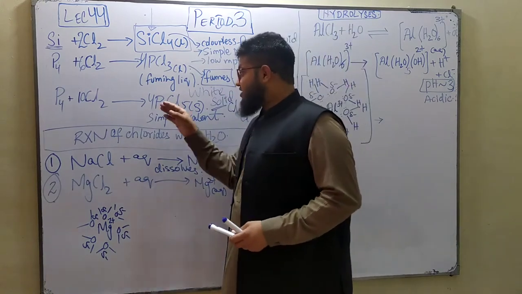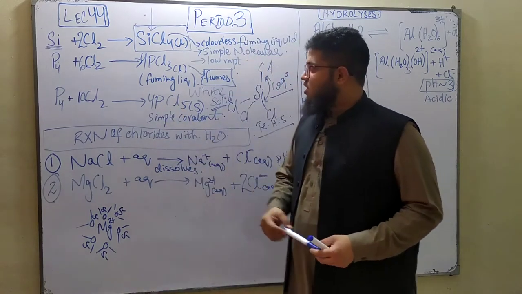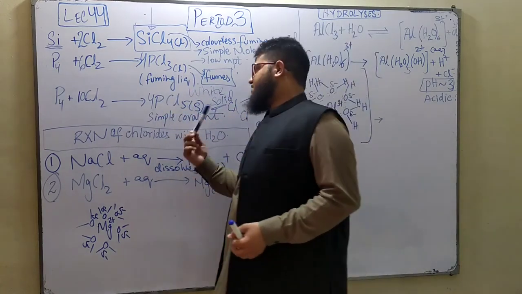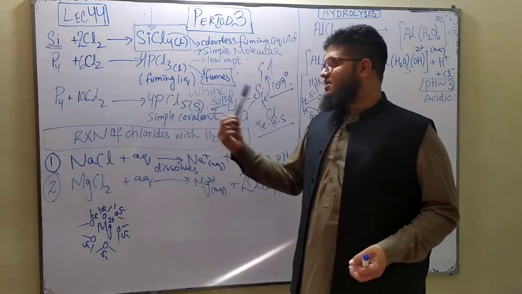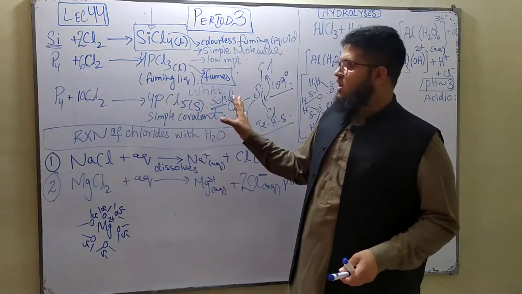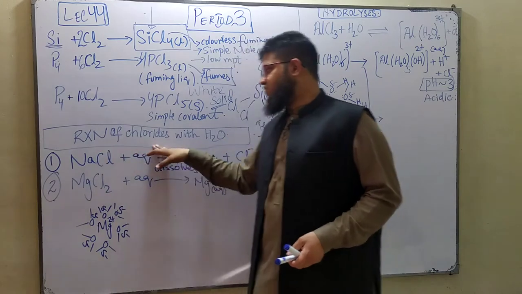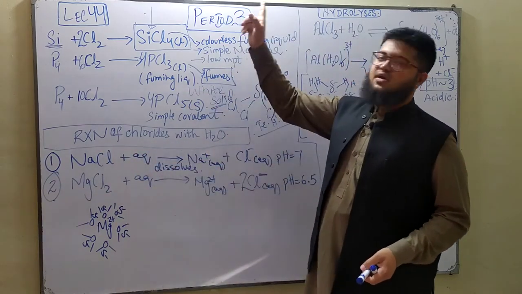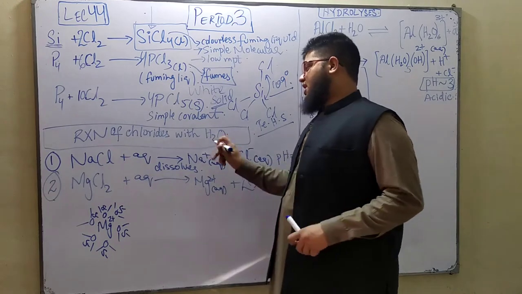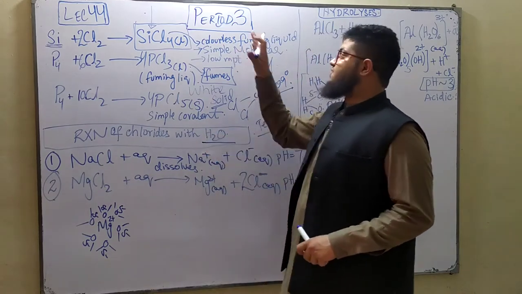It is also a simple covalent structure. PCl3 is a fuming liquid, simple covalent. PCl5 is a solid, and it is also simple covalent. And this completes the reactions of elements with chlorine. Now let's go on to the reaction of the chlorides, which have been formed by reacting with chlorine, with water. Reaction of the chlorides of period 3 with water.